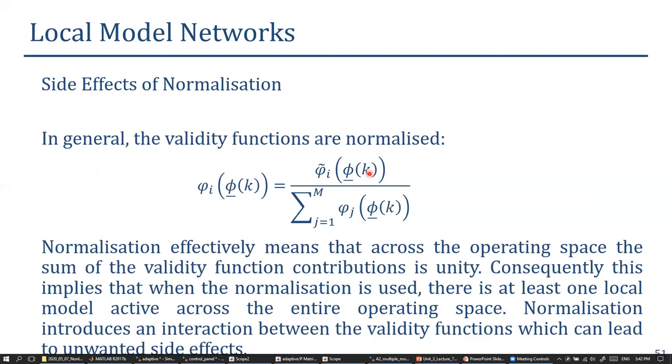And the normalization is done like that: first of all, we find the sum of all validity functions together, right? And then we divide each of them by the sum. And that will give us functions which are then different, but the sum of all of them will give us a partition of unity. Is this clear?